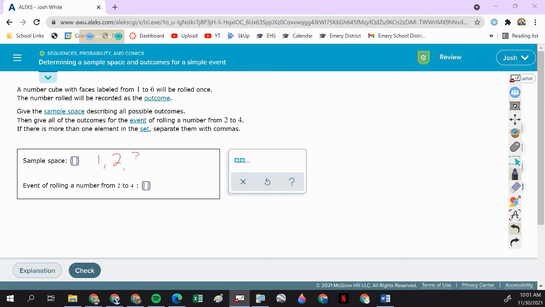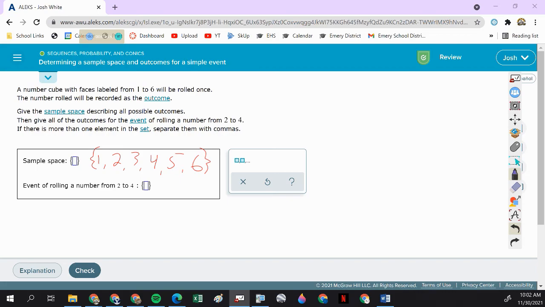1, 2, 3, 4, 5, and 6. And you'll notice that these are fancy wiggly brackets. In mathematics, those denote what we call a set. So anytime you have multiple answers, then you can use those to say these are the possible answers.